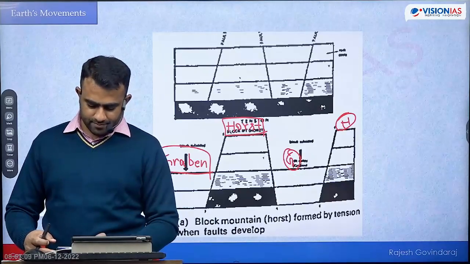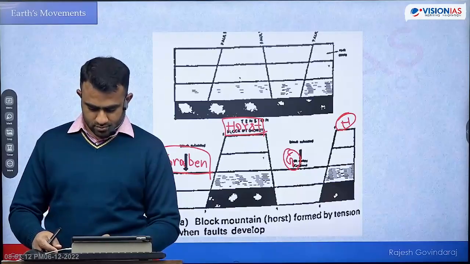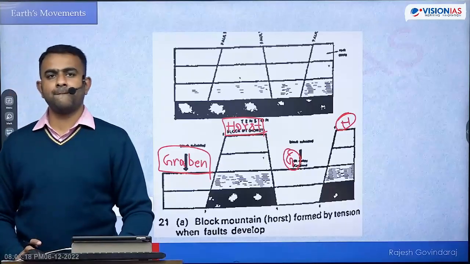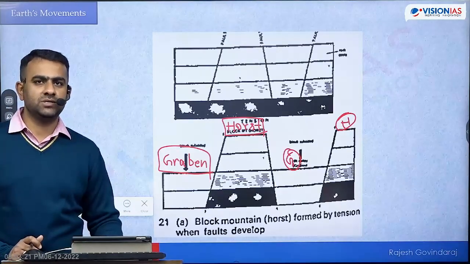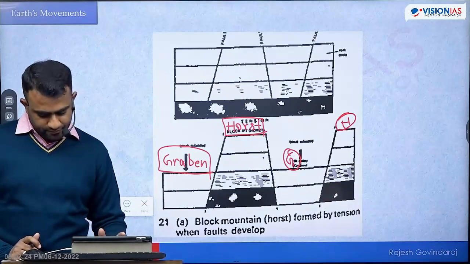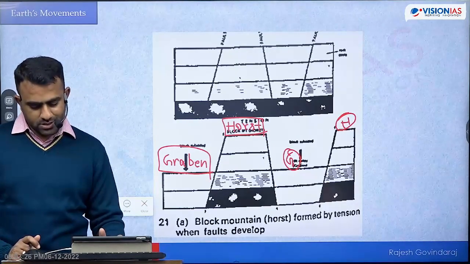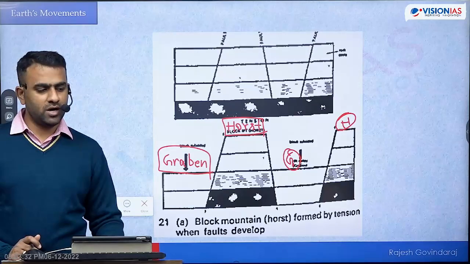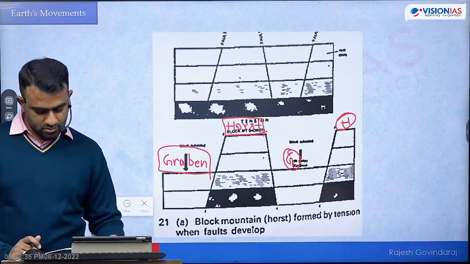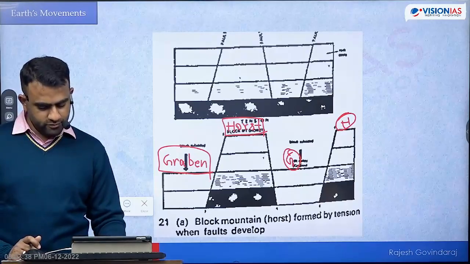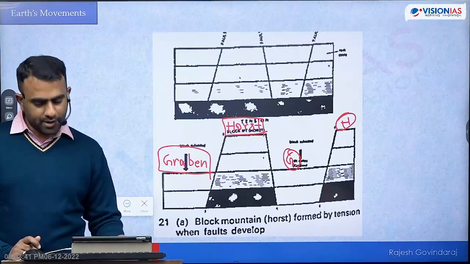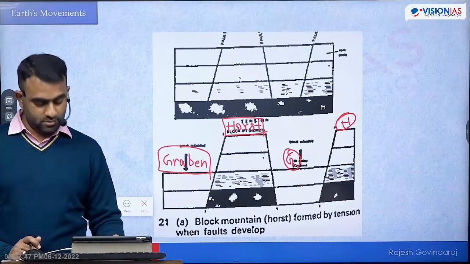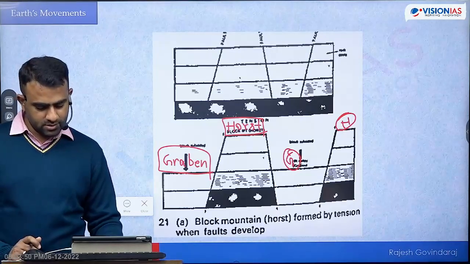In a fault, the upthrust block is called a horst. The down dropped block is called a graben.